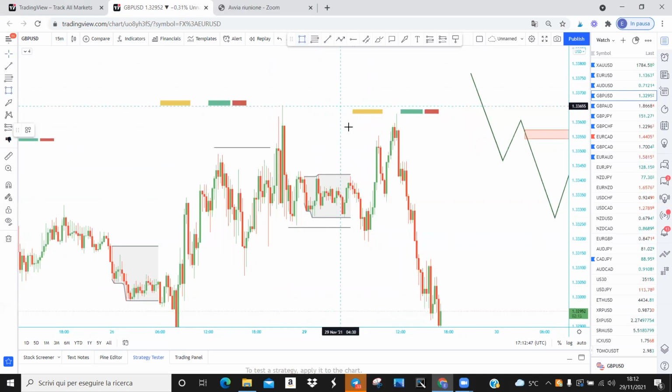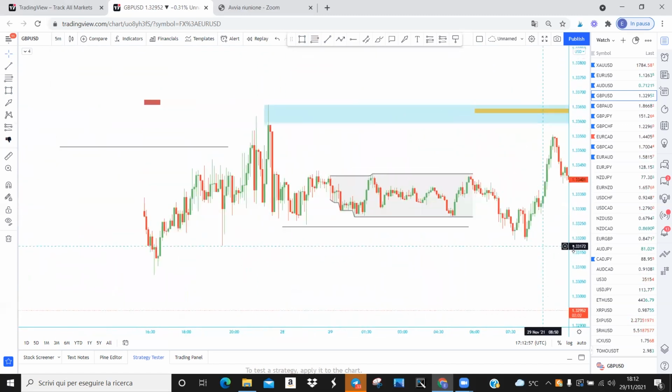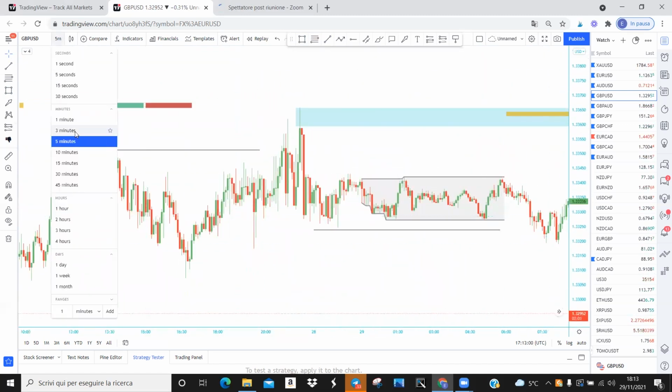Where is the supply that creates the break structure? It's this whole big candle, but up here inside the week we probably have a 5 minutes. Well, let's just check it. 5 minutes. Oh, not 3 minutes.